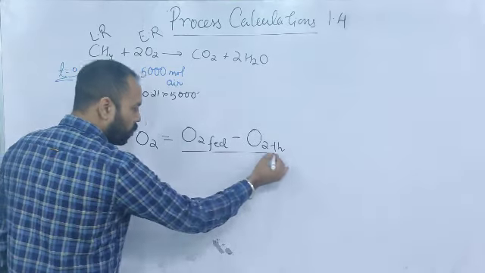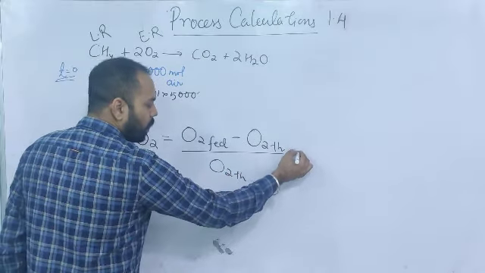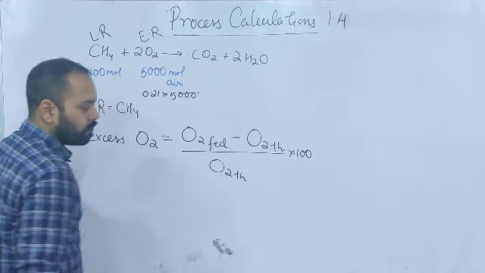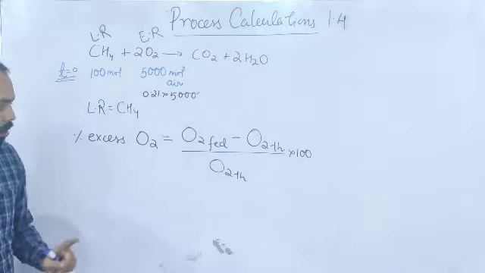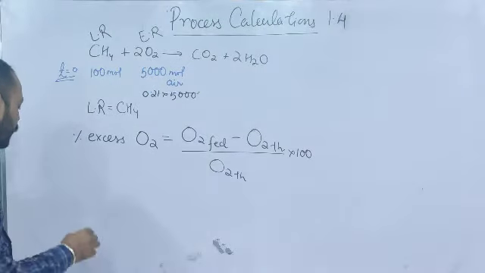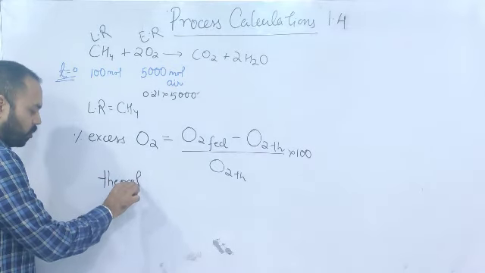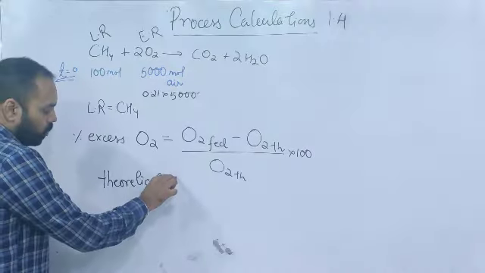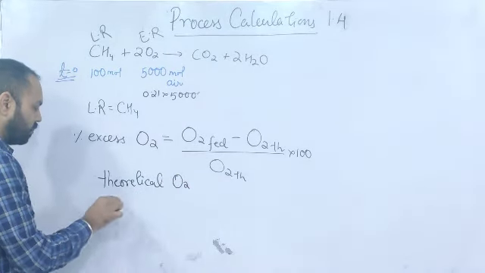What is the theoretical requirement of oxygen? Divided by O2 theoretical, multiplied by 100. Fine. So what is O2 fed? We already know. Now what is this O2 theoretical? For calculating O2 theoretical, there is a very, very important concept. You should remember 2 points, right? Theoretical O2, not only O2, any other reactant which is present in excess.